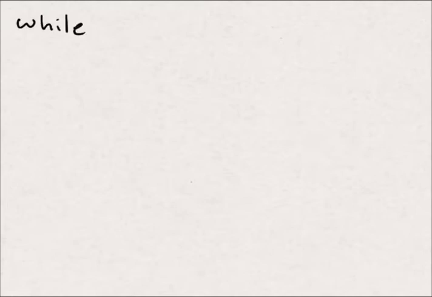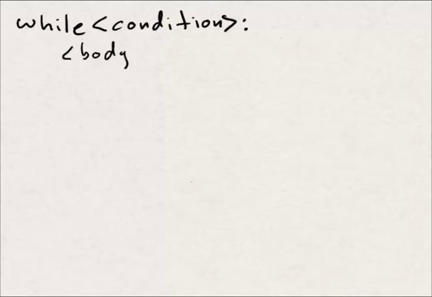It's a single word while, with a Boolean, which I call a condition, followed by a colon, and then an indented body. And the body is repeated over and over again until condition is false. If condition is false the very first time it runs, then body will never be executed. Let's look at a simple example.